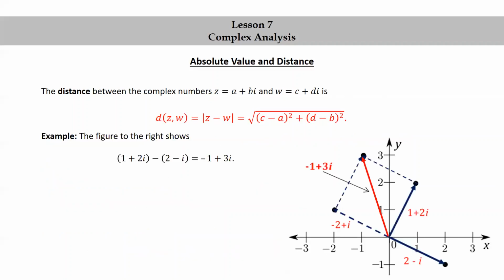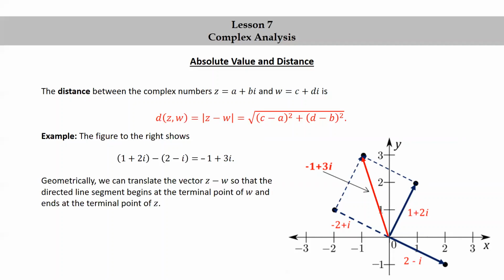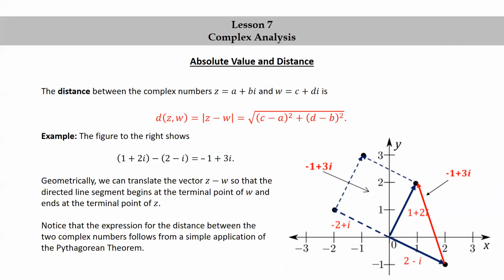Example. The figure to the right shows 1 plus 2i minus 2 minus i equals negative 1 plus 3i. Geometrically, we can translate the vector z minus w so that the directed line segment begins at the terminal point of w and ends at the terminal point of z. Notice that the expression for the distance between the two complex numbers follows from a simple application of the Pythagorean theorem. The distance between 1 plus 2i and 2 minus i is the square root of 1 squared plus 3 squared, which is the square root of 10.